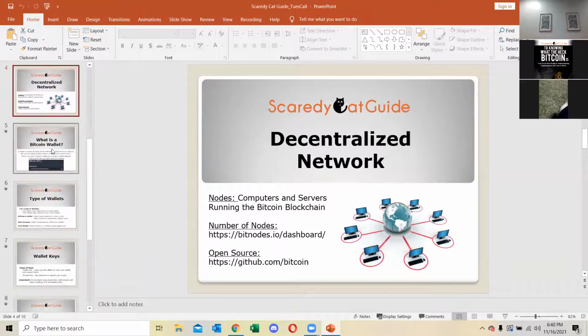The other thing that people are curious about is, what is a Bitcoin wallet? And in that instance, what is a cryptocurrency wallet?